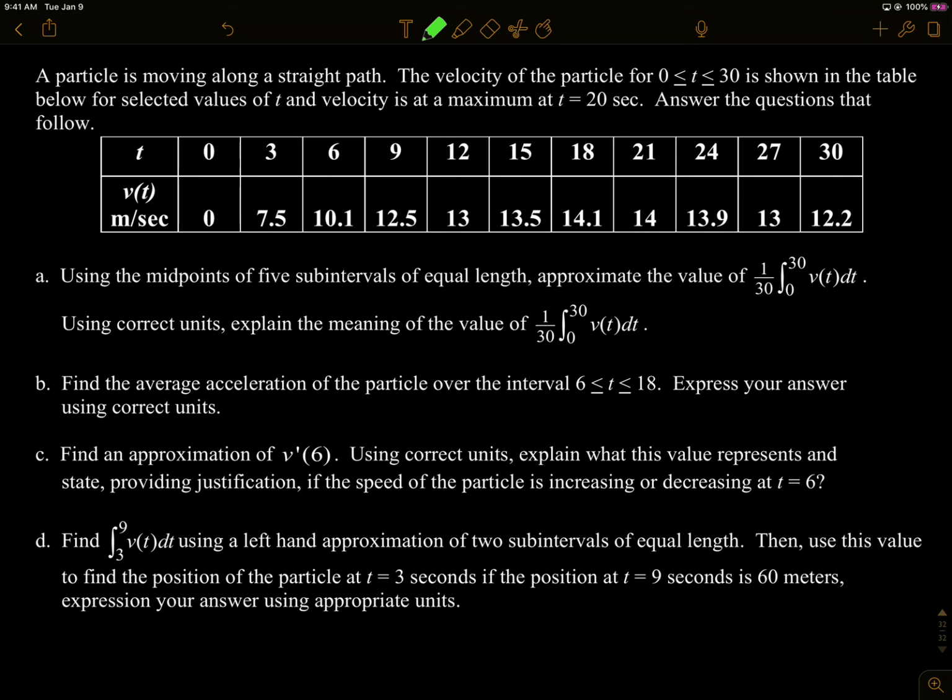Okay. A particle is moving along a straight path. The velocity of the particle is shown in the table below for selected values of t and velocities at a maximum, blah, blah. You can read that to yourself. So this table gives us a velocity. Okay, part A, using the midpoints of 5 sub-intervals of equal length.